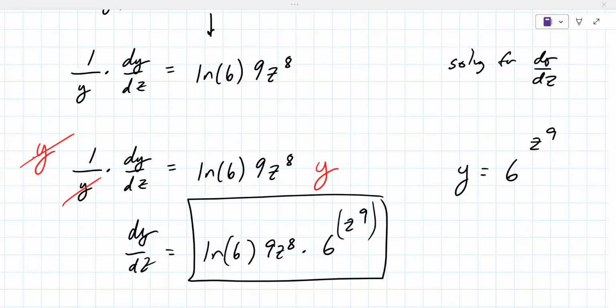You be very careful how you enter that. I'm always willing to look at what you've entered, or if you want to send another picture snippet just to confirm that you've entered it correctly. Okay. Should I add multiplication signs? Yeah, you could put the 9z to the 8th in parentheses. That would be good. Times 6 to the power of z to the 9th.